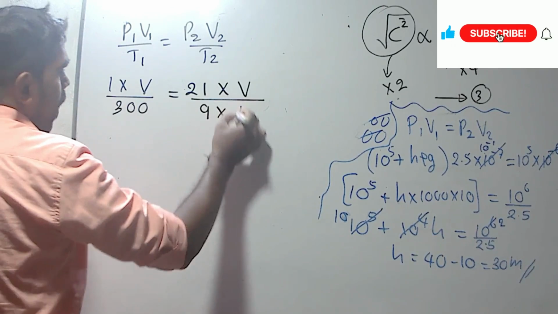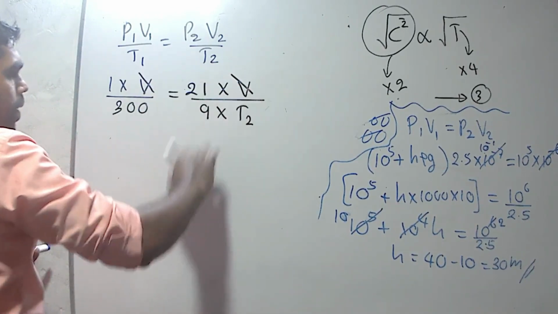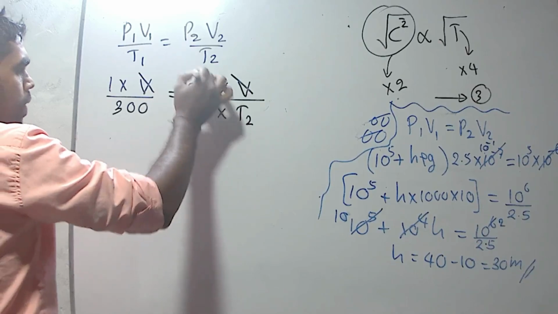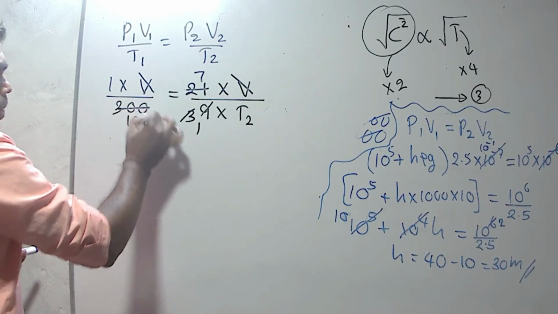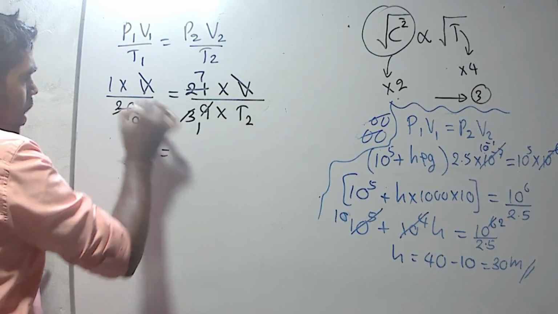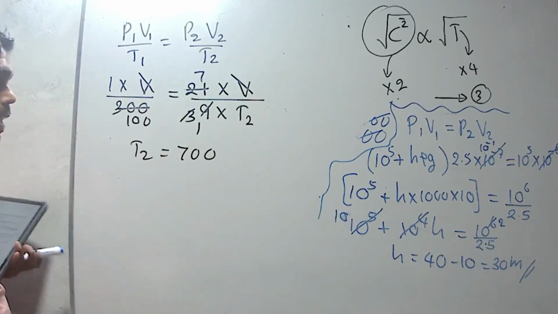We have to find final temperature T2. Then we can cancel out V and V. 9 divided by 3 is 3, 21 divided by 3 is 7, 3 divided by 3 is 1, and 100. T2 equals 7 into 100, 700. Now it is the Kelvin value.